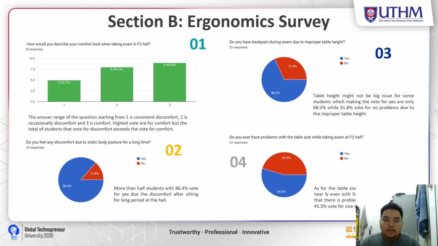Then the same goes for the third question: do you have back pain during exams due to improper table height? Most students also answered yes. The next question: do you feel discomfort due to static body posture for a long time? Half of the students agree with the statement. And question 4: do you ever have a problem with the table size while taking exams at the F2 hall? Most of the students also agree.